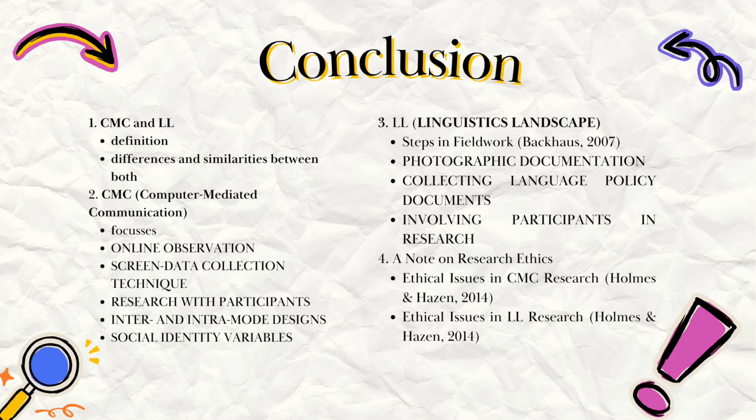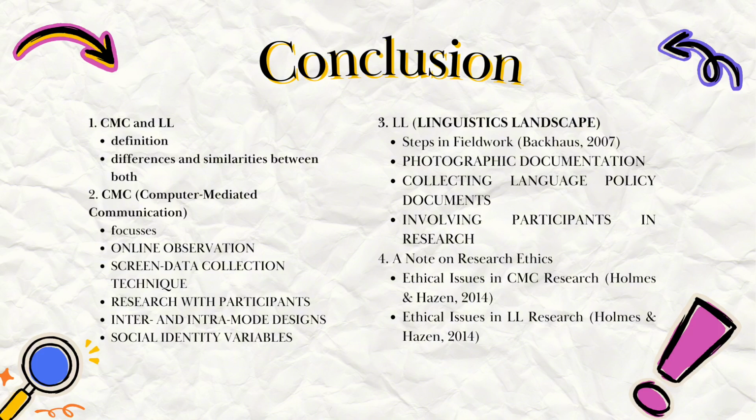Okay, I will move on to the CMC that was already explained. CMC focuses on how humans interact and build relationships through various digital technologies. The sources of data for CMC include chats, messengers or online forums, social media platforms and applications, an online learning environment or a talk page, and 3D virtual world environments. And there are 5 ways to collect CMC data. The first one is online observation, the second one is screen data collection technique, the third one is research with participants, and last but not least is inter and intra-mode design. Okay, I think that's all from the CMC.